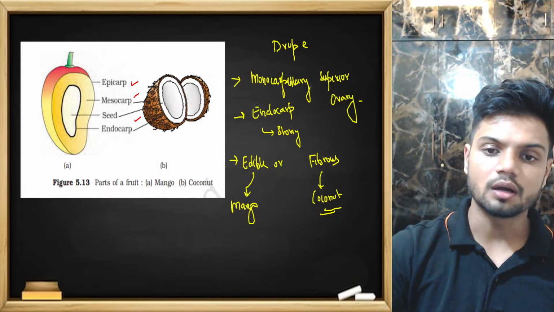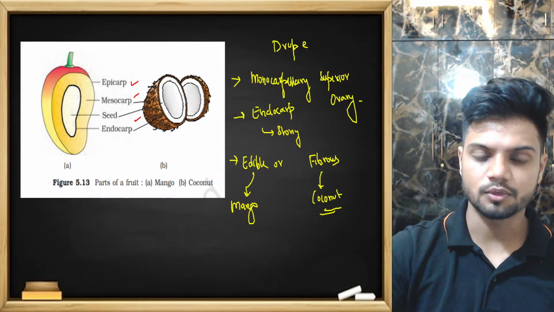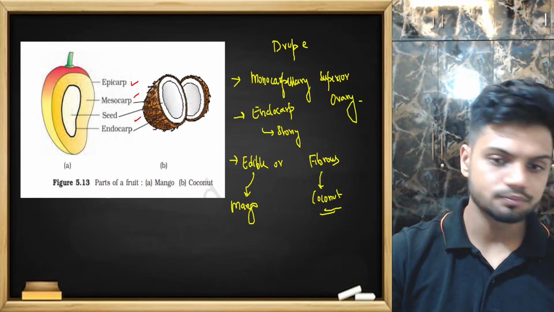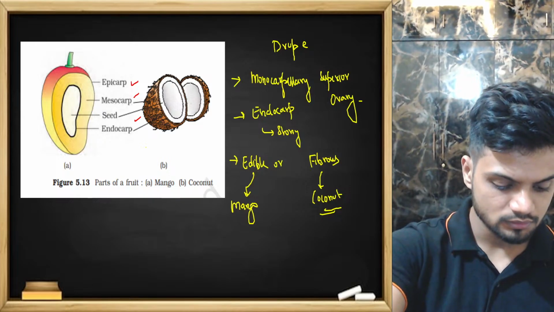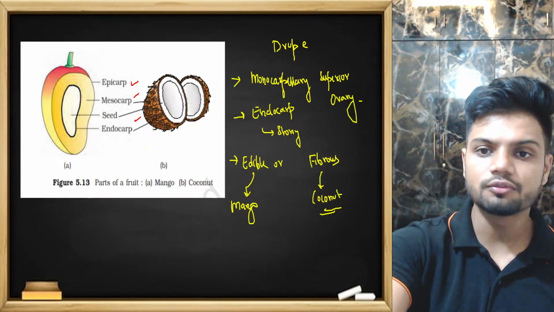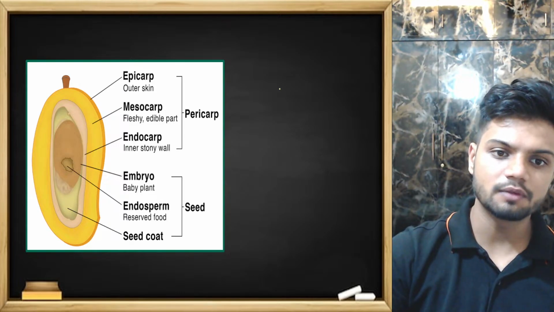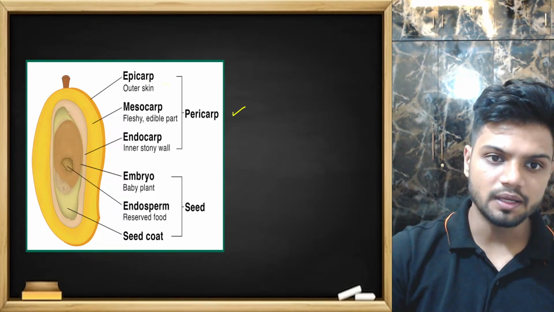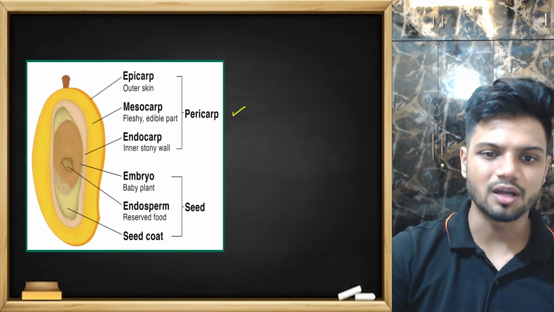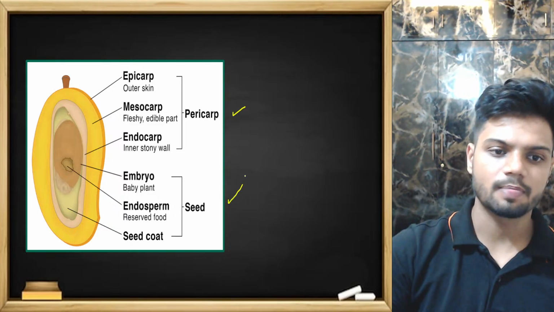This is the mesocarp. Clear all of you? This is the meaning of drupe. Can you see here? This is the pericarp differentiation: epicarp, mesocarp, endocarp. Then they have the seed on the inside.